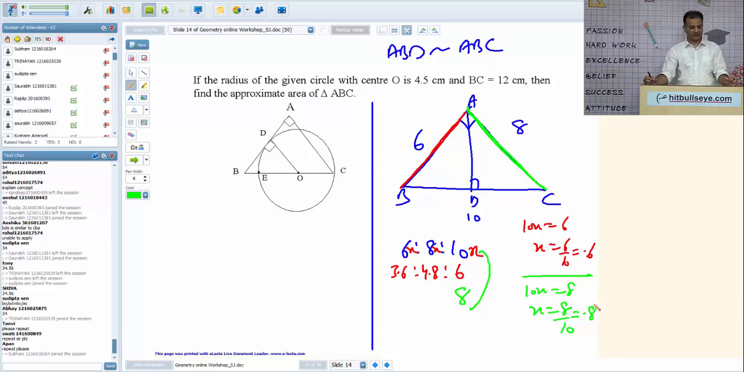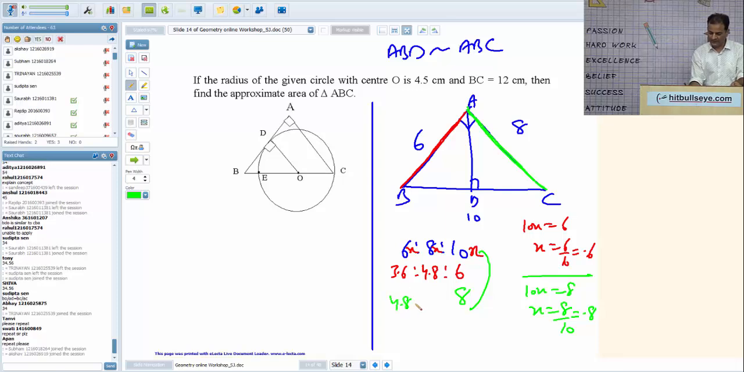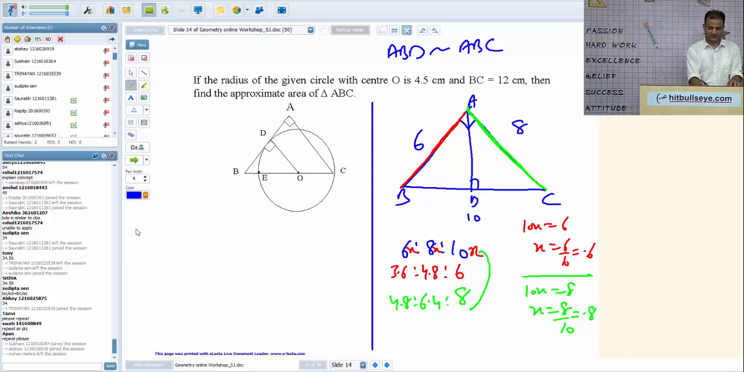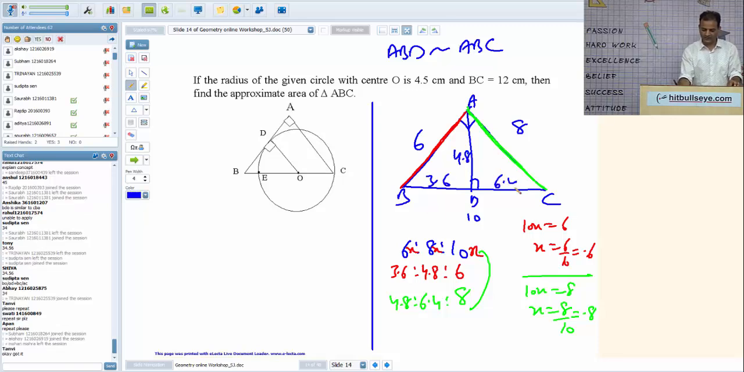Now the multiplying factor here will be 0.8. So 0.8 into 6 will be 4.8. 0.8 into 8 will be 6.4, and this is 8. Now you have come up with the sides. So 4.8 is common. It will be 4.8, this will be 3.6, this will be 6.4. I have applied the concept of similarity, friends.